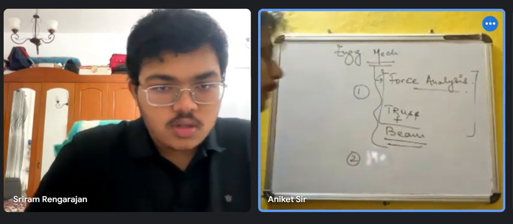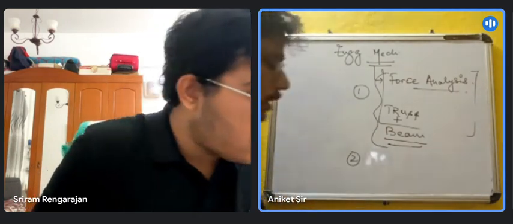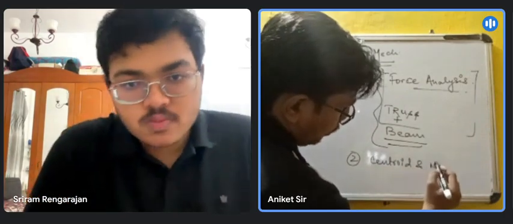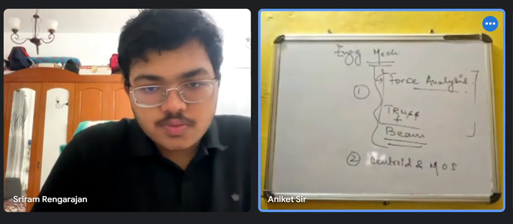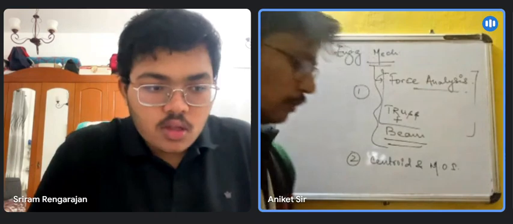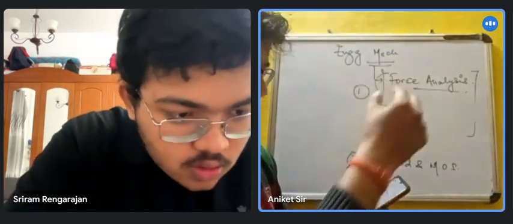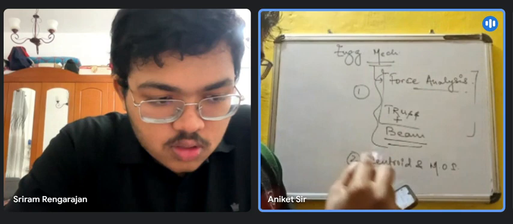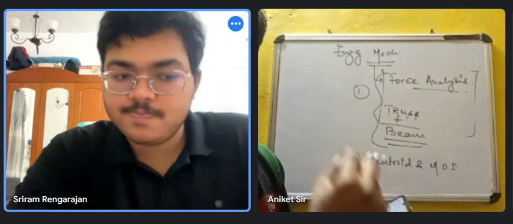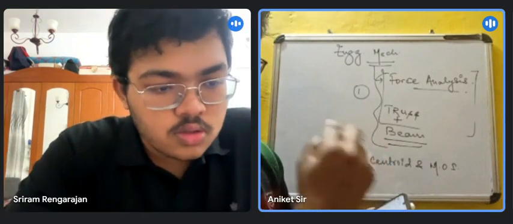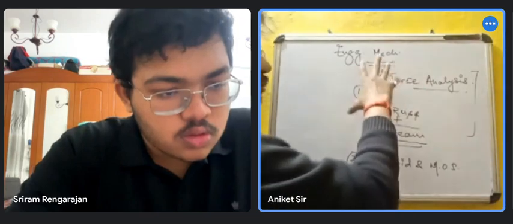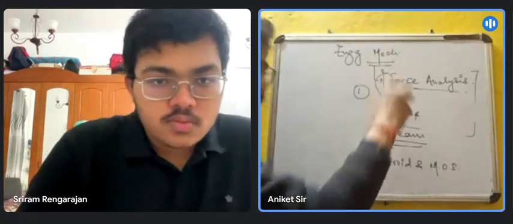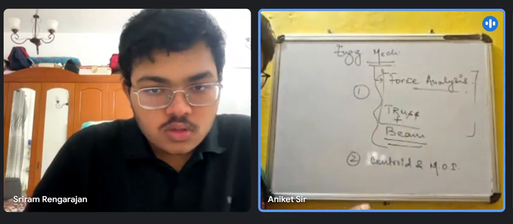And then the next part is your segment 2, centroid and moment of inertia. This is a small paragraph in between your force analysis and this beam segment, axial force in between. Centroid and moment of inertia segment is in between both paragraphs, but this is totally different from these segments. So I just categorized it into one part, and this centroid and MOI is a totally different part.